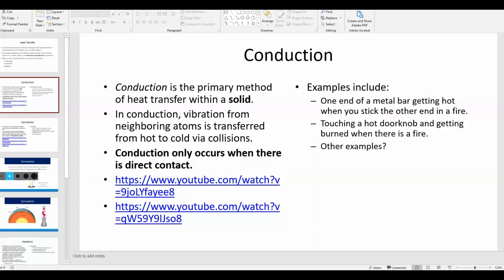And so I will link these videos in so you can learn more about conduction. Okay, so that is conduction. Let's talk about convection.